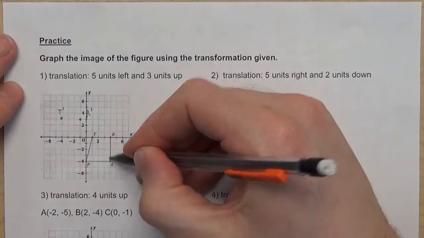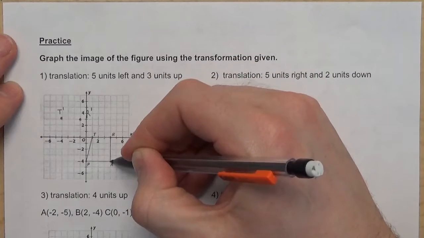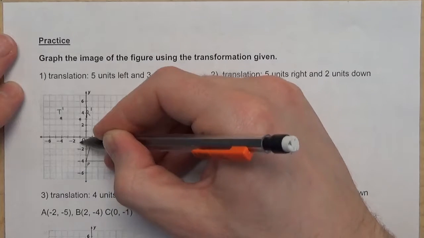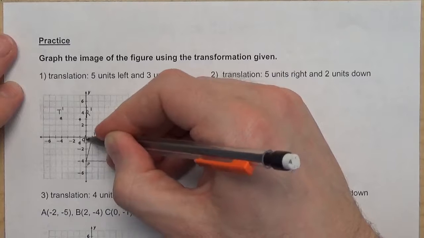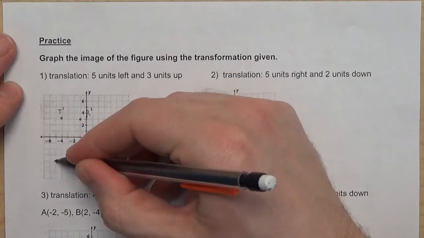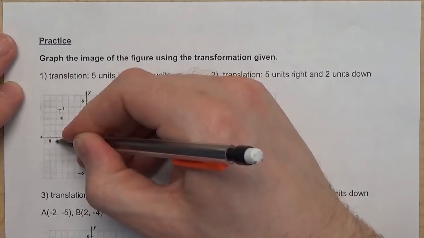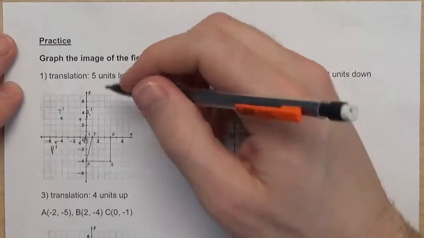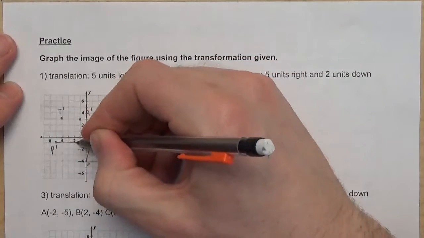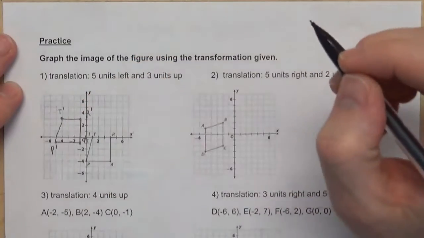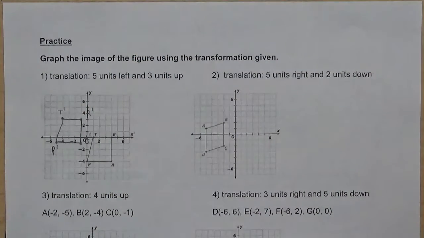Okay, let's go with A now. We're just going to go around like this. We're going to go to the left 1, 2, 3, 4, 5, and then up 1, 2, 3. Put a point there. Label that one A prime. And then P. 1, 2, 3, 4, 5, and up 1, 2, 3. Put a point there. Label that one P prime. So now we have all of our points labeled. Now we can just connect the dots here. And we have translated that whole shape, just 1 point at a time, 5 units left and 3 units up.